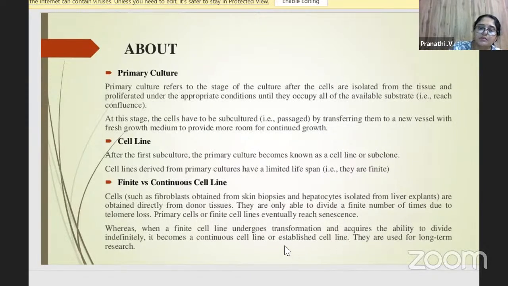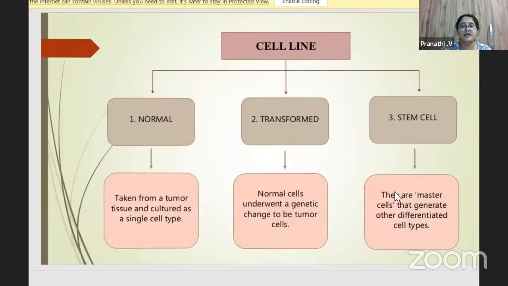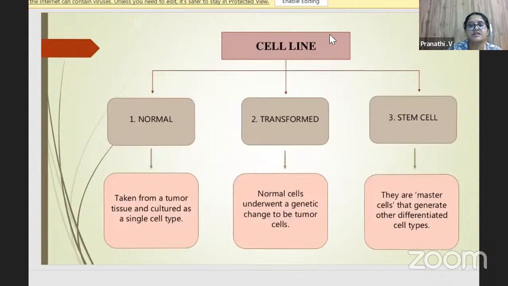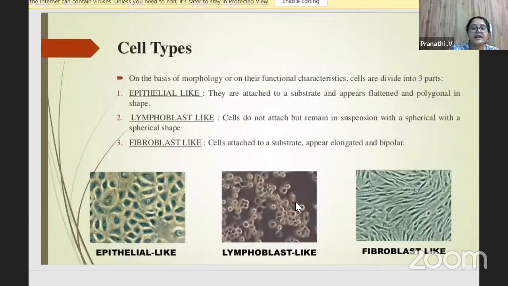This is used for long-term research. You can see them in cancer cells. That is where HeLa cells came into place. The breast cancer, the cervical cancer cells, in fact, the HeLa cells, they're still there because that loss of the checkpoints took place over there. So this is what from a cell line you can get normal, transplant, and stem cells. And where are they taken from? A tissue, normal cells, and then stem cells are those that have gained the ability to generate other types of cells. And when we talk about different types of cells, we have the epithelial-like, lymphoblast-like, and the fibroblast-like cells.